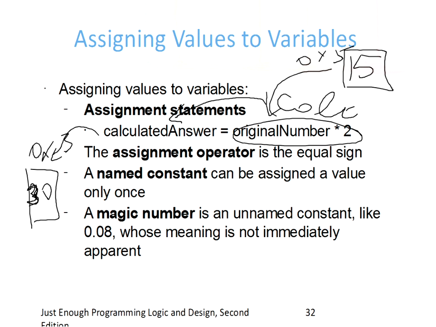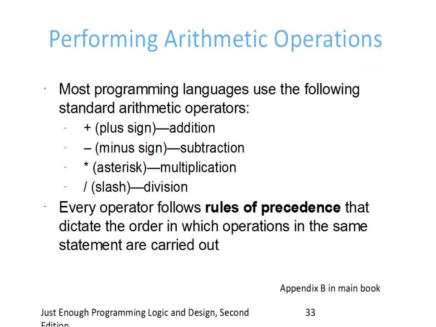And the problem with that is you have no clue what it means. So it still needs to be stored, but you don't know what it refers to. So you just call it a magic number.